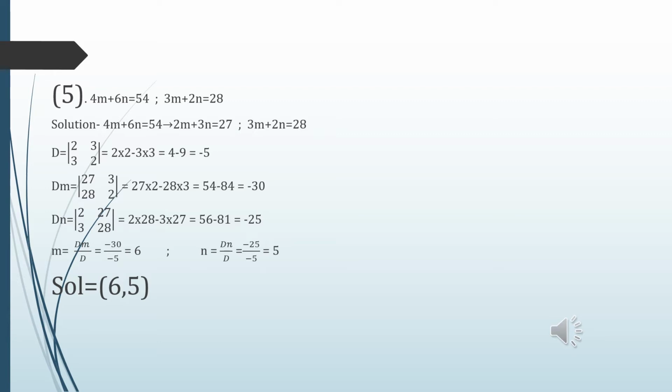Then write the values of a1, b1, c1, a2, b2, c2. Form the determinants D, Dm and Dn. Then use the formulae m is equal to Dm upon D, n is equal to Dn upon D, and then find the solution. The solution is 6, 5.